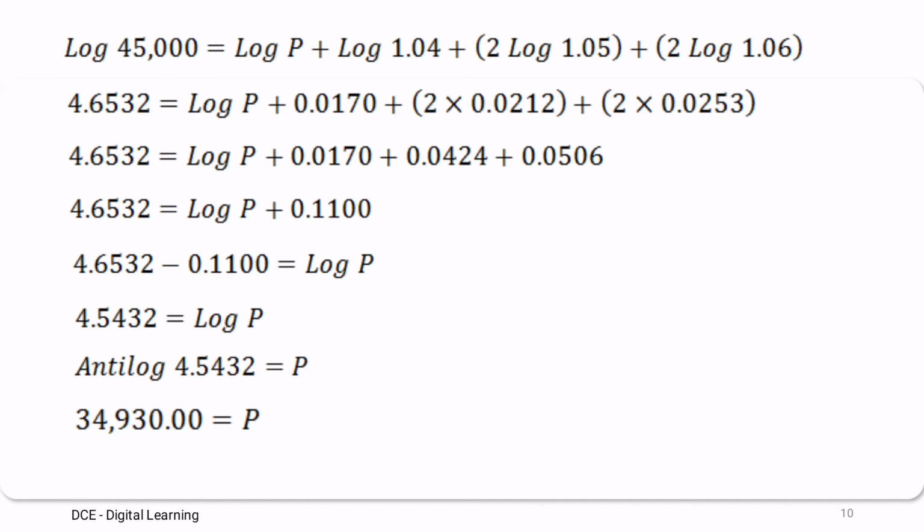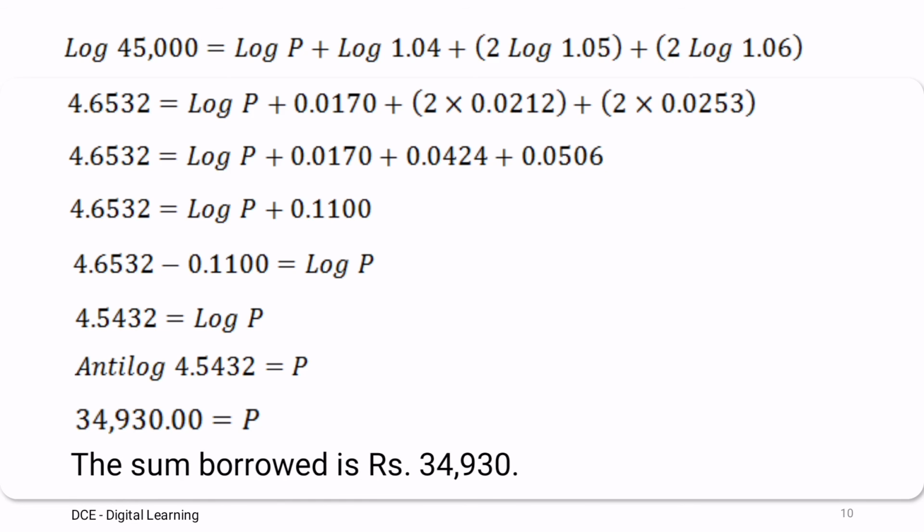Now the antilog value for 0.5432 is 3493. Here the characteristic is positive and it is 4. So the number of integral digits will be 4 plus 1, 5. That means there will be 5 integral digits in the result. That means the principal amount is 34,930.00 or 34,930. So the sum borrowed is 34,930.